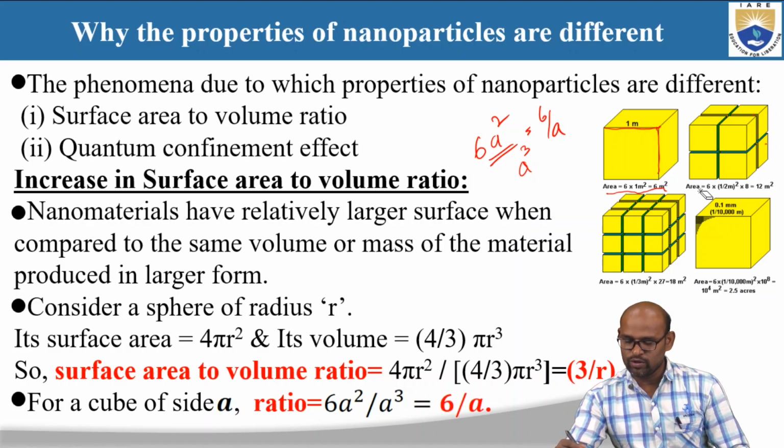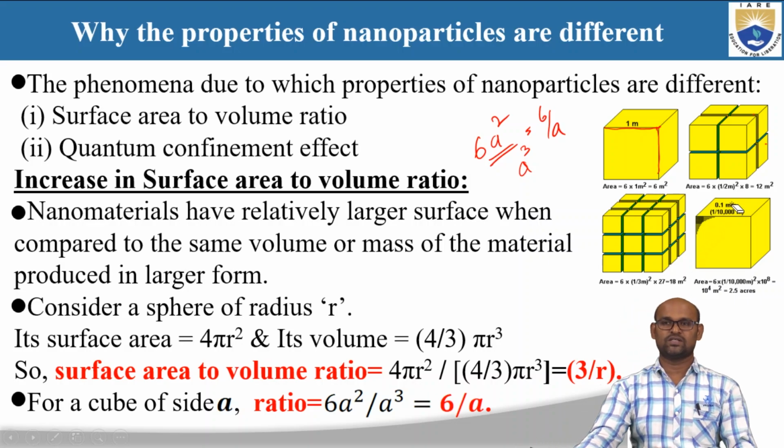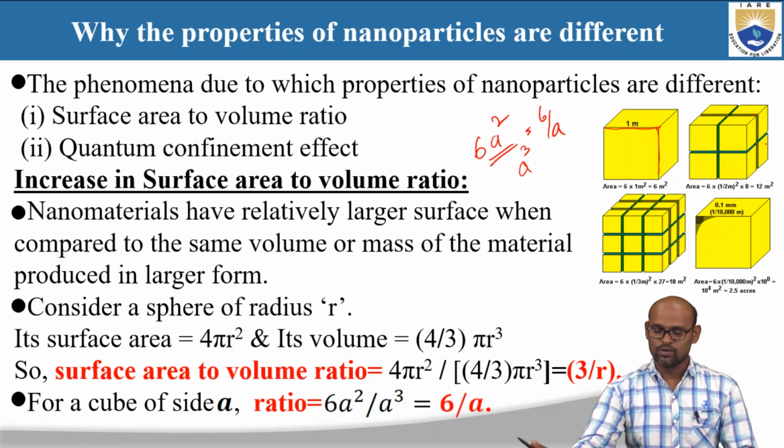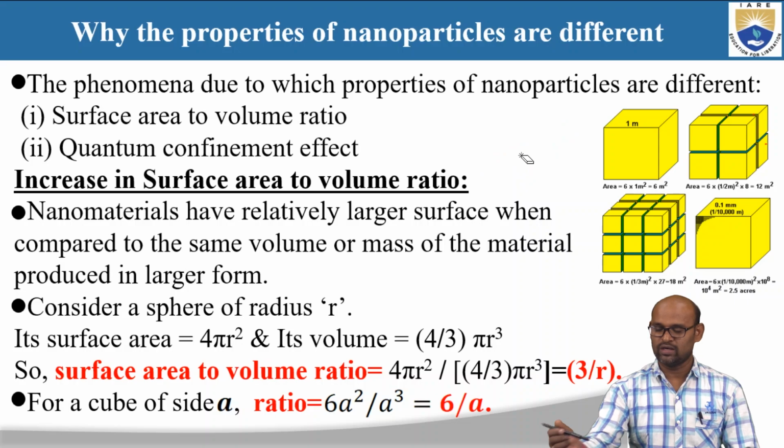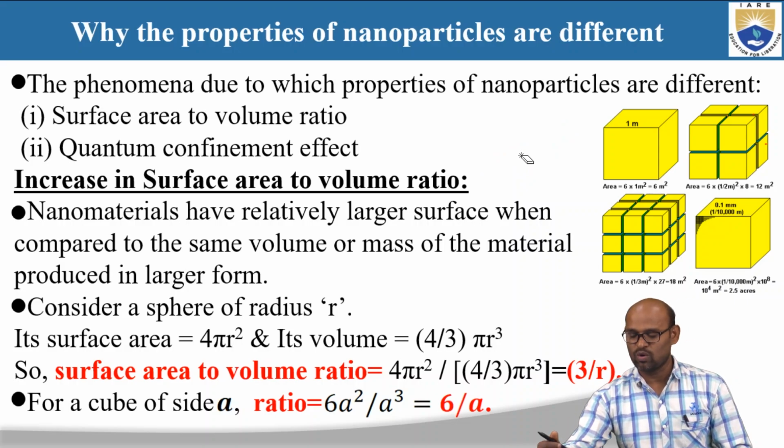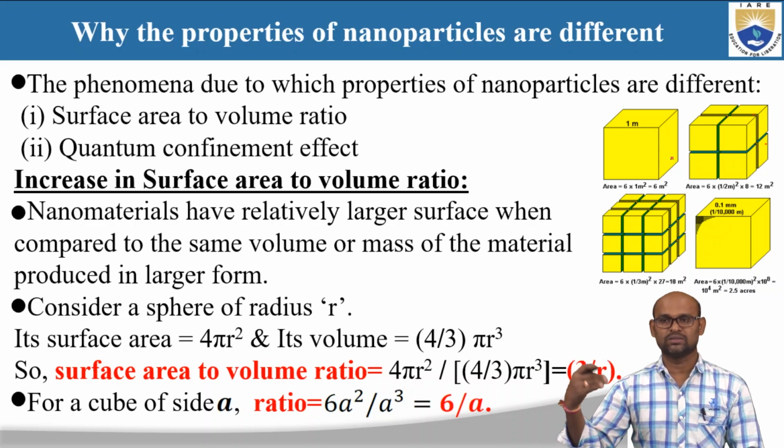Then I am going to get a surface area of 12 meters squared. When I divide further, with each side of the cube 1 by 4 meter in length, I am going to get 18 meters squared. When I divide further and further, I am going to increase the surface area to volume ratio. So by taking the cube as an example, we discussed that the surface area to volume ratio increases as you reduce the size of the particle from bulk to nano.